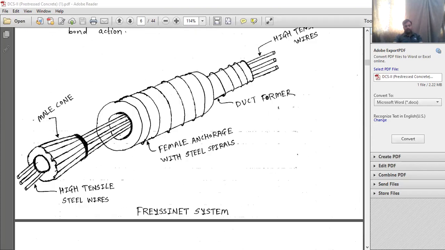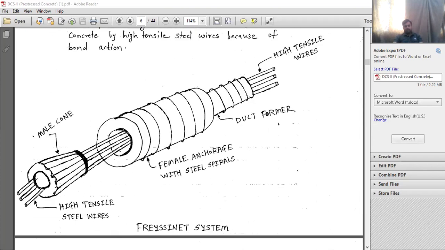This is the diagram of the Prestressed system. So this is the female anchorage with steel spiral, like a circular spiral. This is the duct former. This is the duct, and this is the high tensile wires. You can see the wires which are passed through this assembly. Through this cone, these wires are passed. You can see over here.